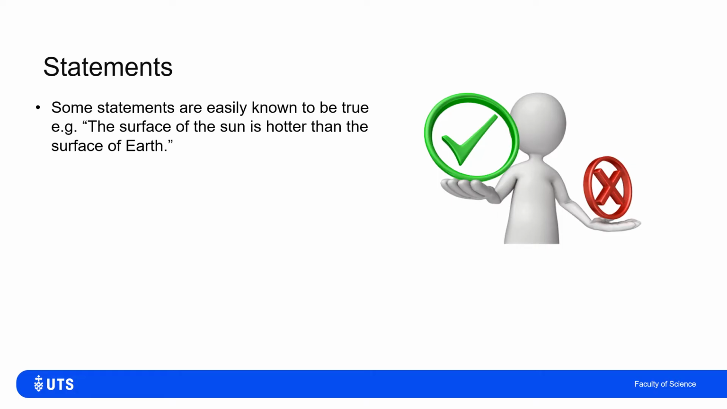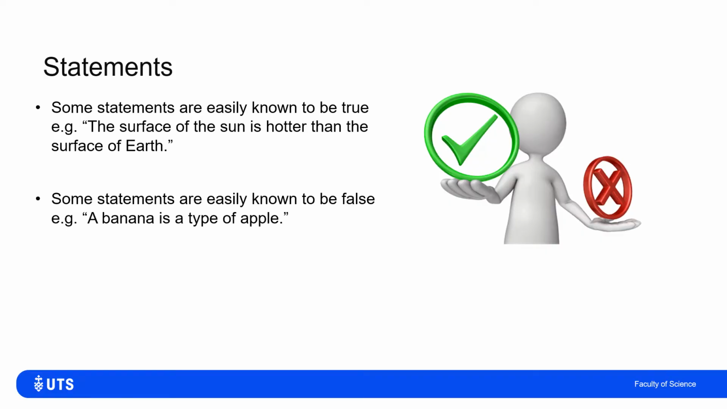So some statements are very obvious to assess whether they're true or they are false. A trivial example of this would be the surface of the sun is hotter than the surface of the earth. Now, at first glance, very obviously true. Similarly, there are some which are very obviously false. A banana is a type of apple. That is a statement. It's a statement that conveys some information, the information that a banana is a type of apple, but it's also one that we can easily assess to be a statement which is false.